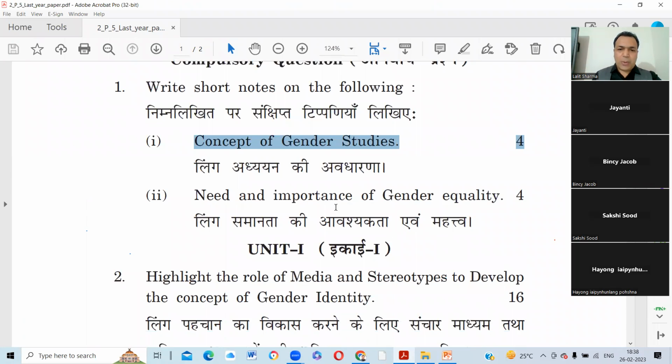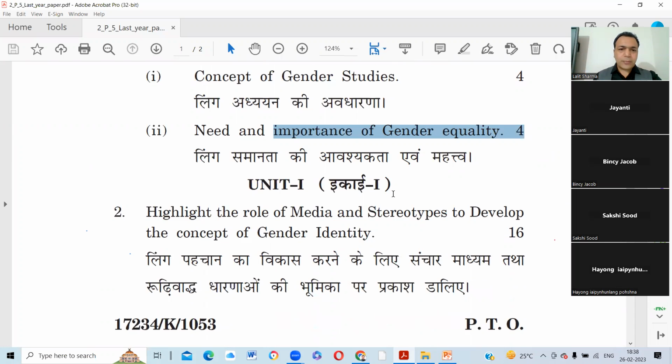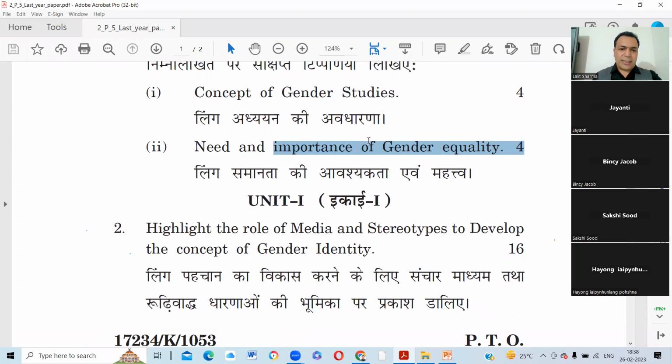Okay, need and importance of gender equality, right? I have also shared with you the PDF file. I have made notes for you, and I have already given you the need and importance of gender equality. But today we are just understanding the topic, so that when you look at your notes now, you will get the topic easily, right, guys? So two questions we are done.